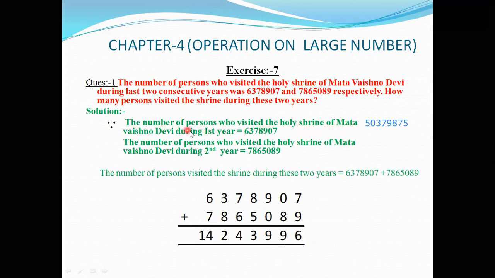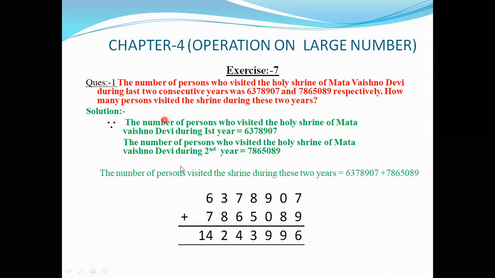Firstly, the number of persons who visited the holy shrine of Mata Vaishno Devi last year is equal to 63 lakh 78,907. And the next year the persons were 78 lakh 65,089. And according to this question, how many persons visited the shrine during these 2 years? That is the total number of persons who visited in 2 years.